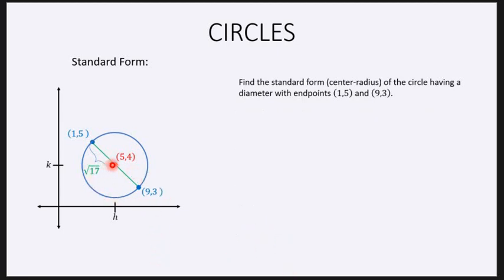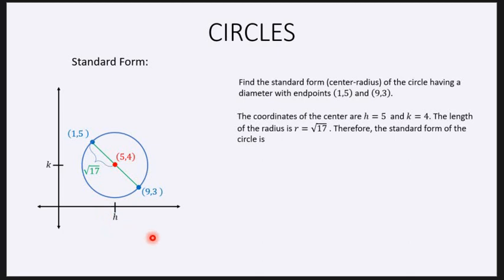Now that I know where the center is, which is (h, k), and I know the length of the radius, which is half the length of the diameter, which is the square root of 17 in this case, I'm ready to actually write the center-radius, or the standard form, of the equation of this circle. This is the standard form of the equation of a circle here. (x minus h) squared plus (y minus k) squared is equal to r squared. I know that h is 5 because that is the center point's x value. I know k is 4. And I also know that the radius length is the square root of 17.